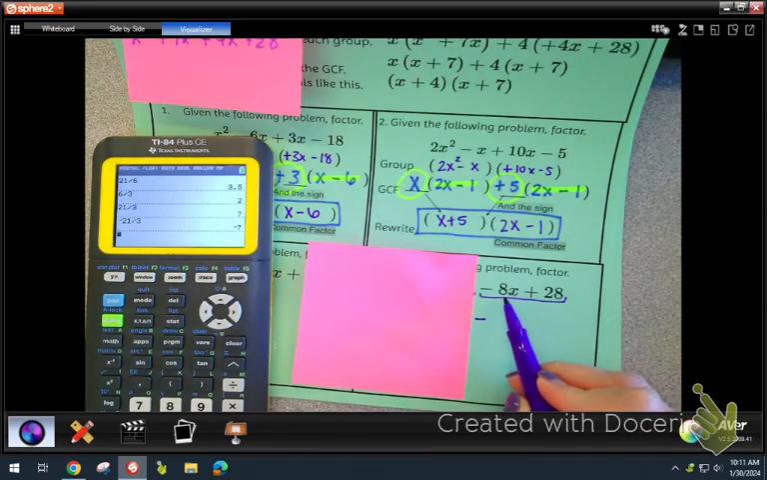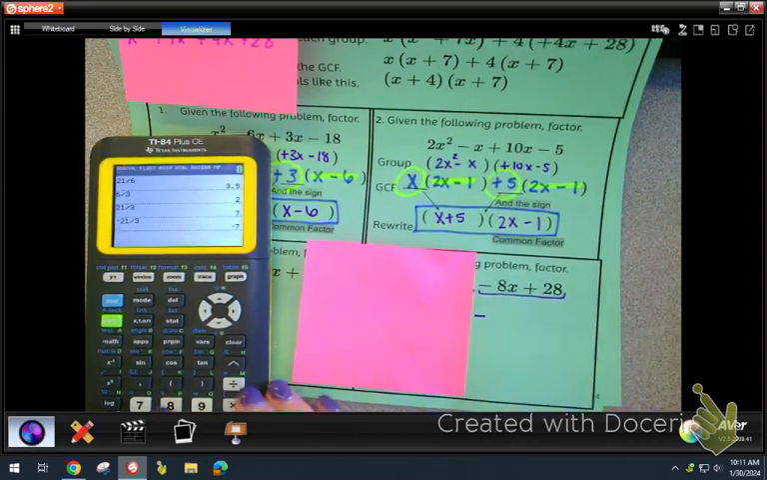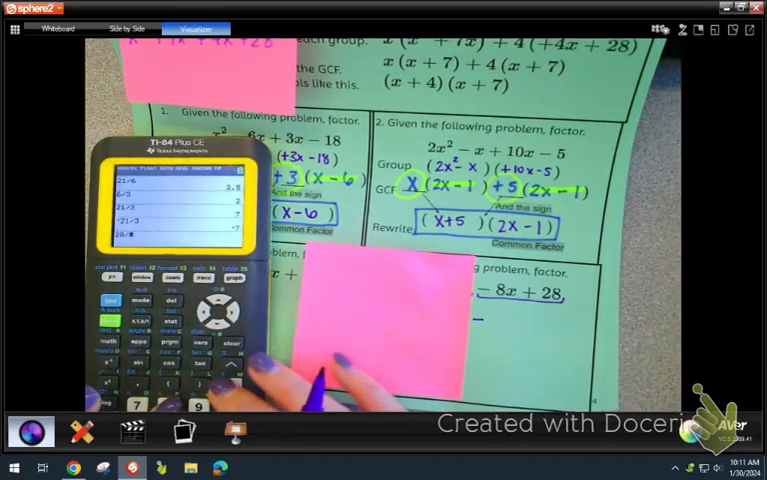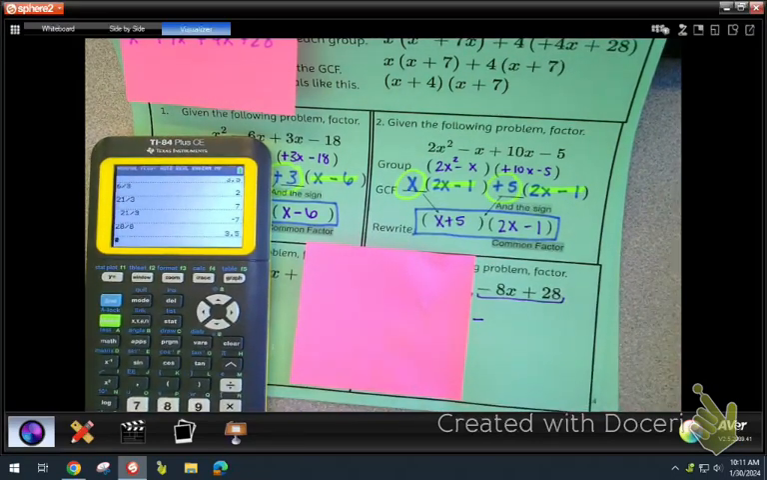Okay, we're comparing 8 and 28. Remember, the second group, you can never take out an x. It's just a number. What's the smaller number between 8 and 28? 8. Is 28 divisible by 8? No, I got a decimal. I tried it, but I got a decimal. So what's my next factor? Try 4. Okay, 8 is divisible by 4. Is 28 divisible by 4?